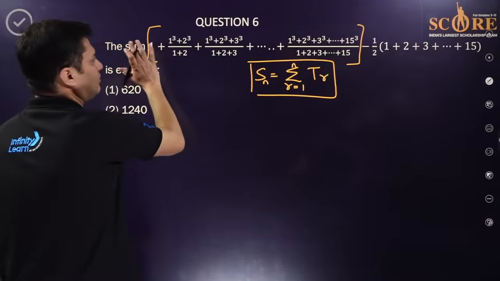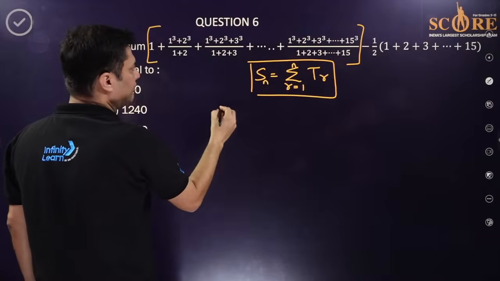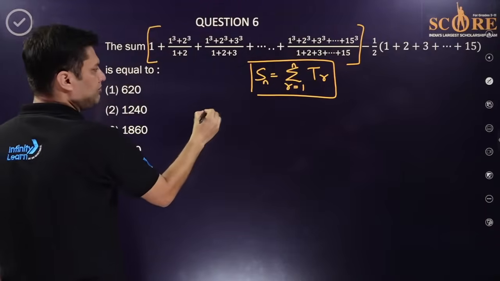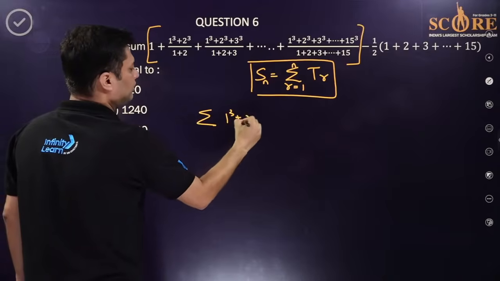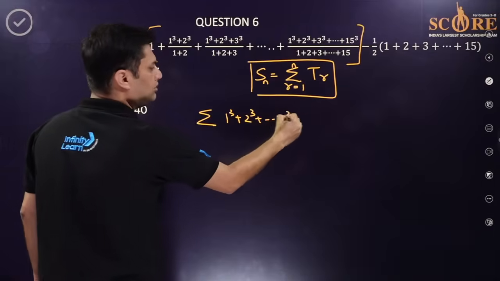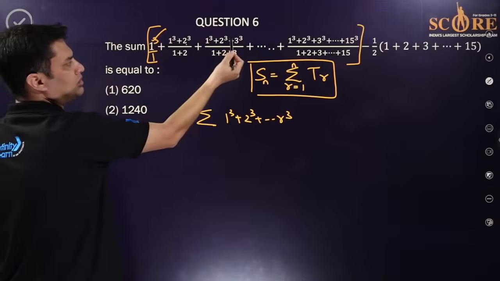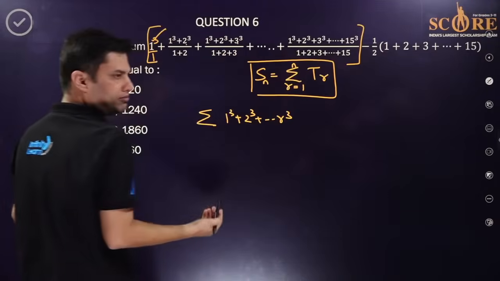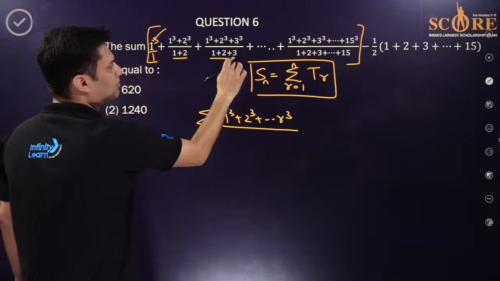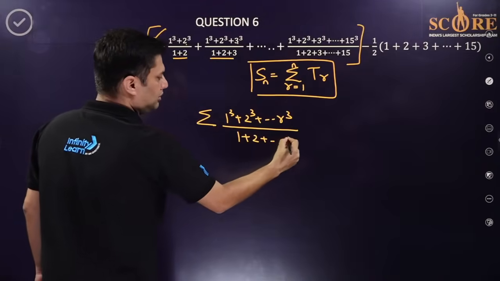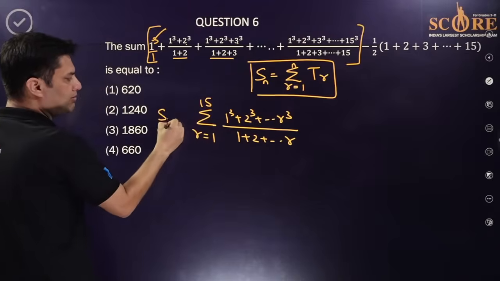So, can you find the general term for me? I want the sum of 15 terms. So the sum is equal to the summation of the general term, which will be the rth term: 1 cube, 2 cube up to r cube. See, the first term is 1 cube by 1, the second term is 2 cube, then the third term, up to the 15th term. So the rth term will have r cube, and below it 1 plus 2 up to r. So this is the general term, and we have to sum r from 1 to 15 because I want the sum up to 15 terms.